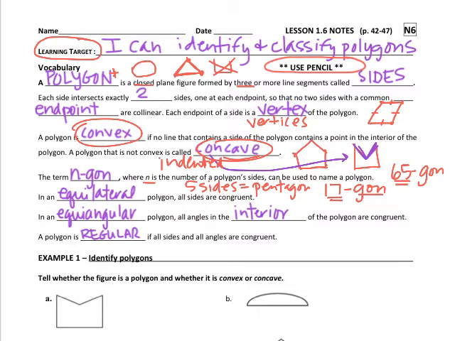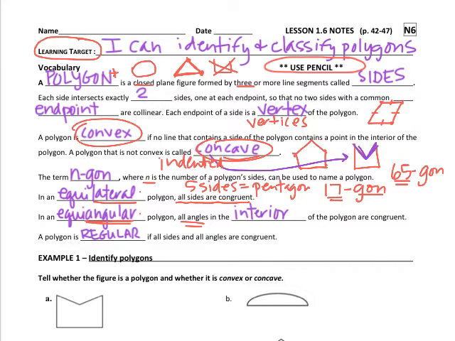Okay, if all of the sides are congruent on a polygon, then we call that an equilateral polygon. If all of the angles, the interior angles of a polygon, are congruent, then we call that equiangular. And that is a hard word to spell and to say. Equiangular is a polygon with all of its interior angles that are congruent. And we will have some examples of each of those as we go through this set of notes.